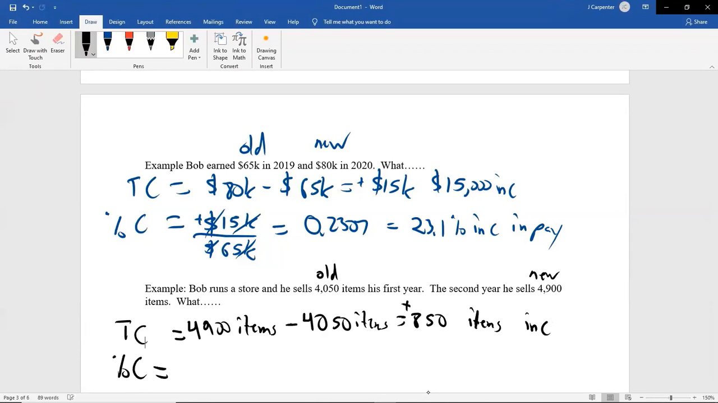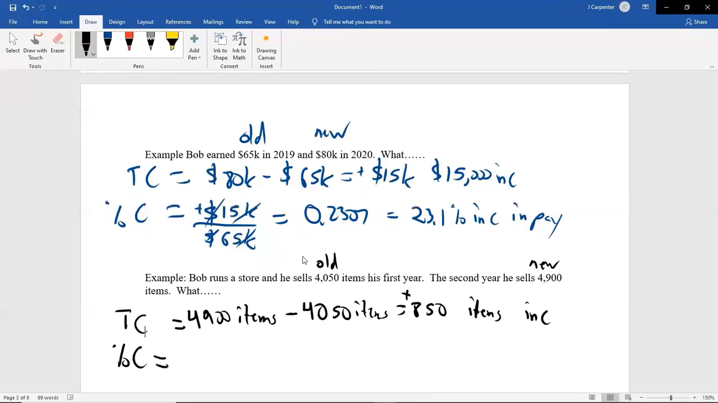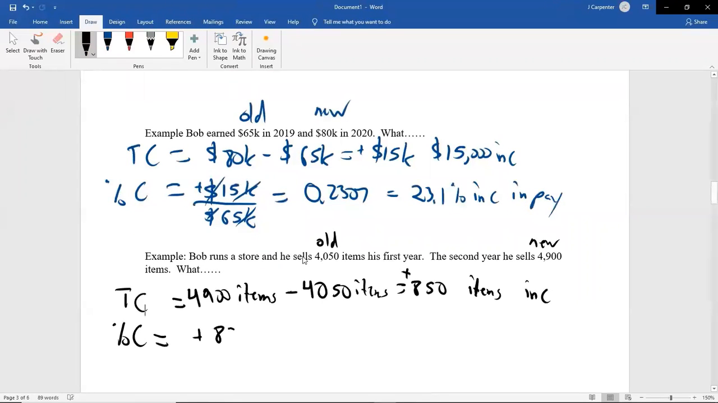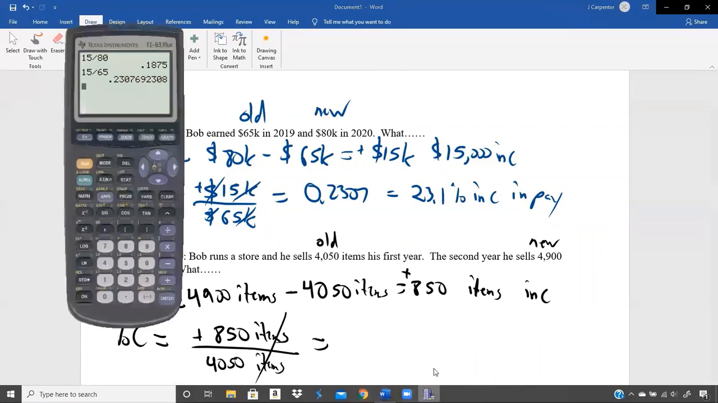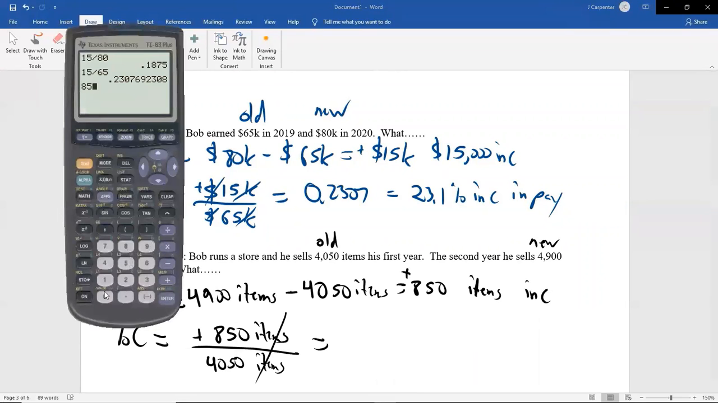All right, so percent change, the ratio of your total change, which we just got, which was the extra 850 items. And then we divide that by the original, which was the, we're not going to make any mistakes this time, the 4050 items. The item units will cancel, so we're just doing 850 divided by 4050, which is the same thing as 85 divided by 405, and you could keep reducing that. Let's just write the original numbers though, 850 divided by 4050. And you get that answer.